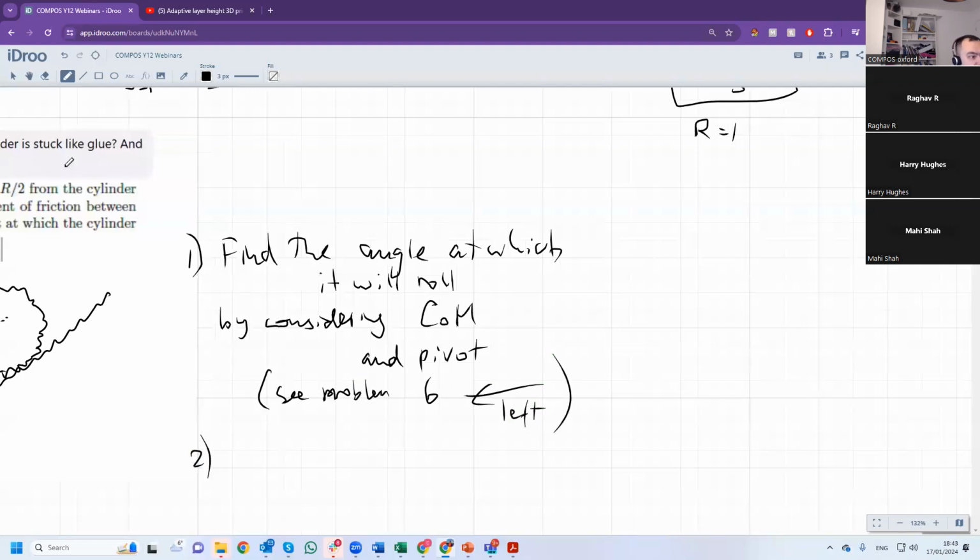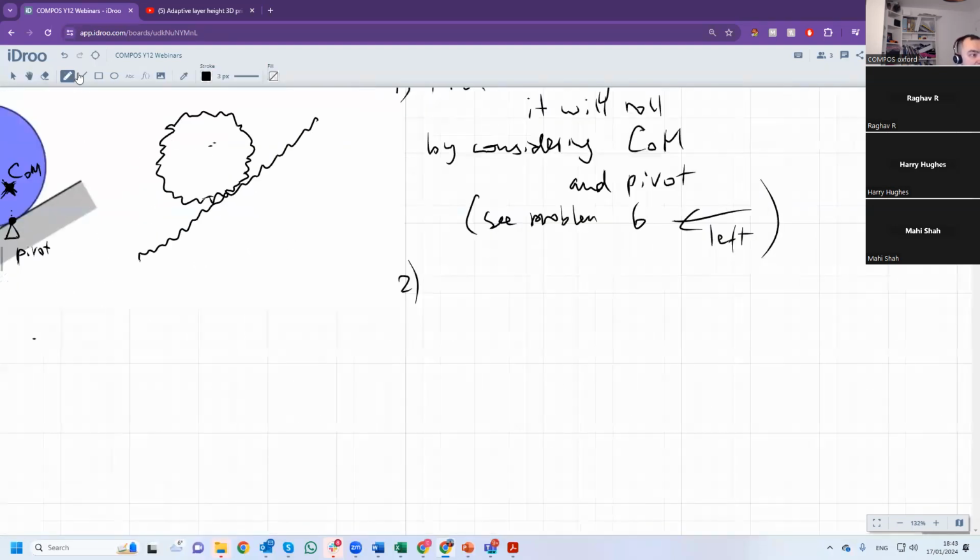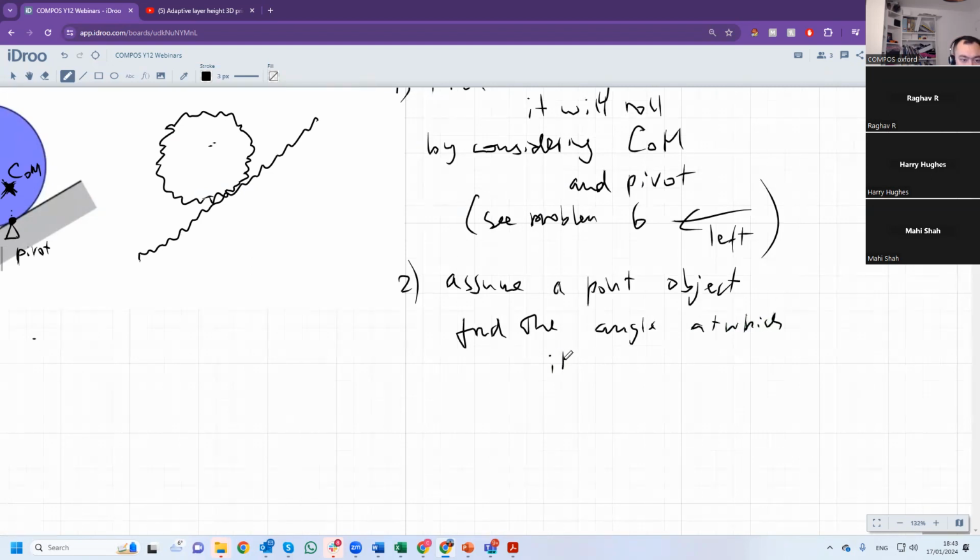And then second, assume a point object. Find the angle at which it will slide down.